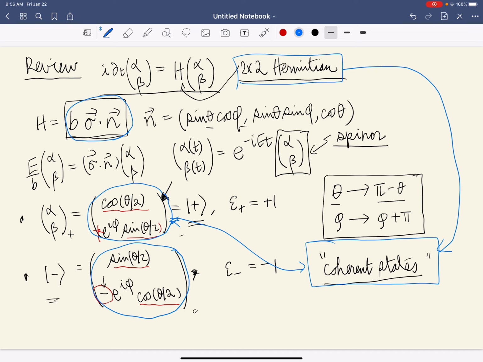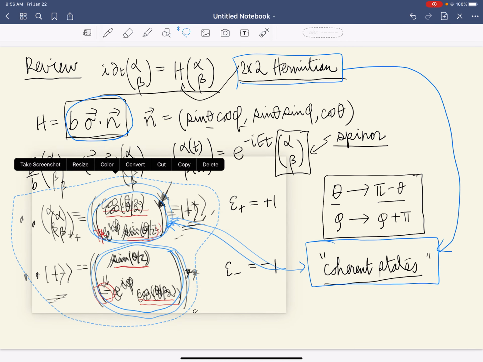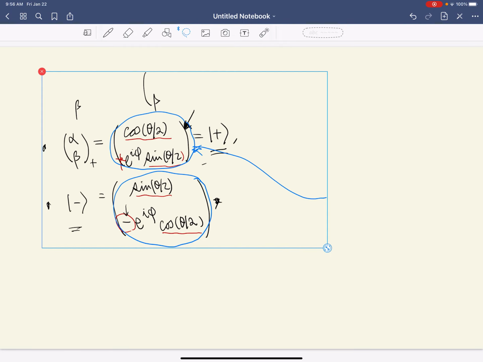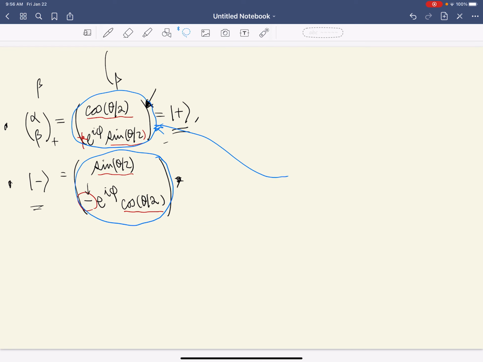Okay, so let me see, because I don't want to write this thing over and over again. So let me cut, let me copy, and paste. Good. Yeah.